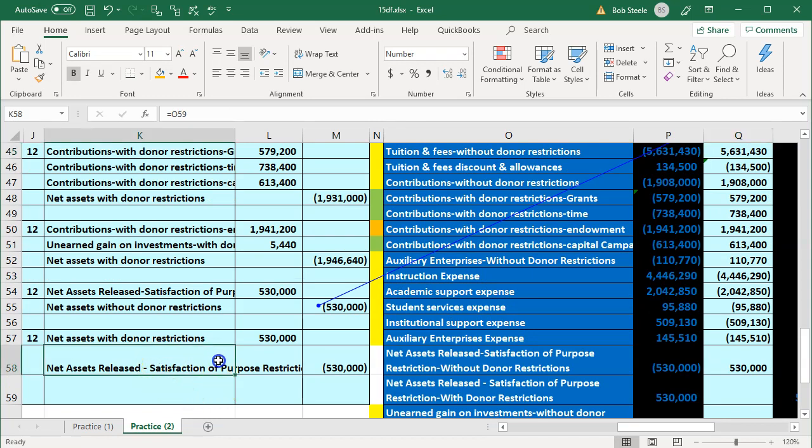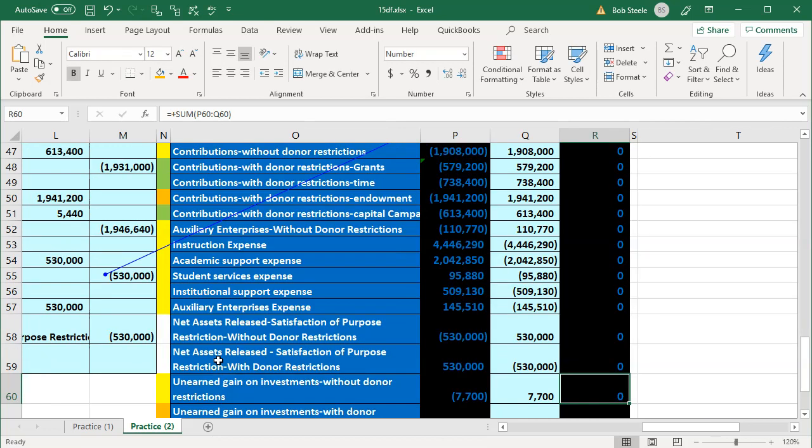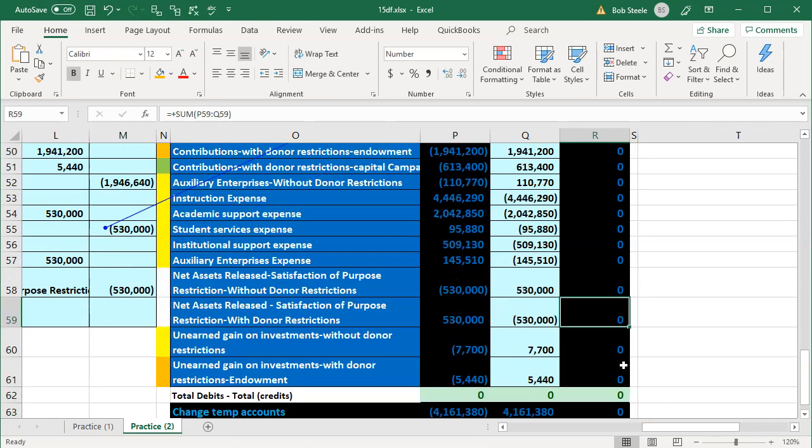Then we have the net assets released. That's going to be down here in cell Q59. Something or nothing's in it. So we're going to say equals and point to that 530,000 and enter. And that should bring it down to 0, as it does. That brings the totals here. We're back in balance, so that looks good.